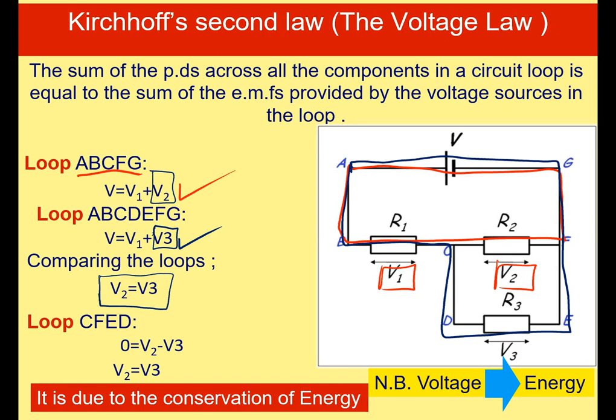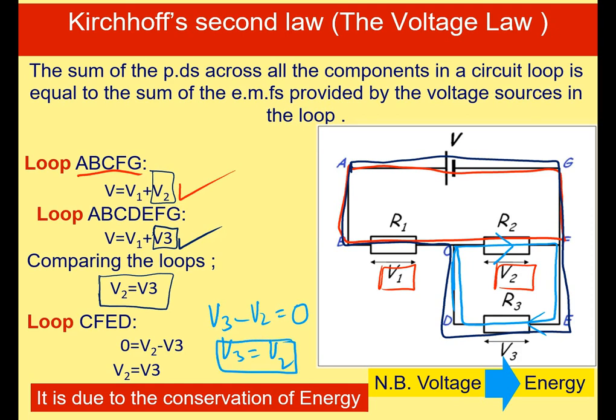Now let's talk about the last loop actually. The last loop is this one. So this is CFED. So this is the last loop. In this loop, if current is flowing this way, the voltage will drop across here, but this is in the opposite direction of current flow, so we will gain voltage. So we can simply say that in this case V3 has to be positive and V2 has to be negative, and delta V has to be equal to 0. So we can simply say V3 has to be equal to V2. So this is how we can get it.